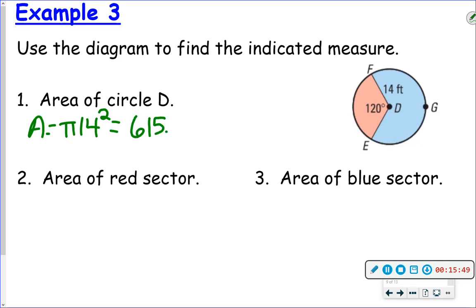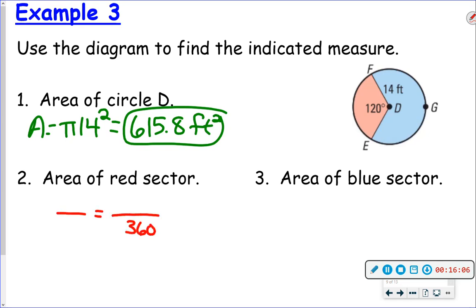I'm going to label. Okay, now I'm going to do the red. Now I've got to do the crazy fractions formula for the piece of the circle. I'm going to set it up. This is always 360. Let's start with the easy thing.